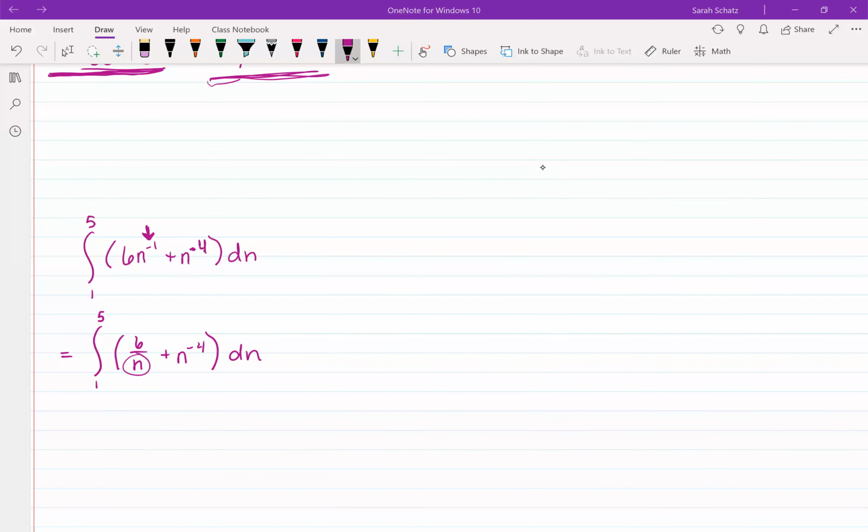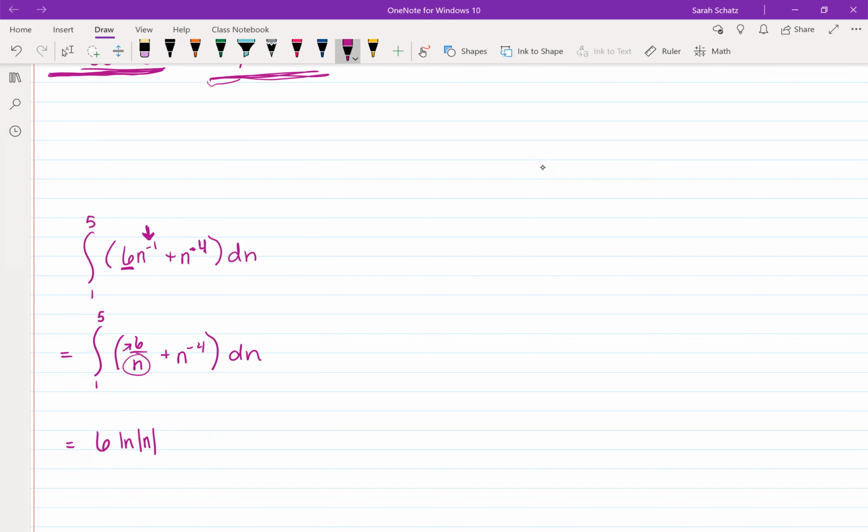So let's start integrating 6 over n. You guys, either way you look at this, whether the 6 is here next to the n term or the 6 is here on top, that's a coefficient. So you bring the 6 along, and I know that when there's just an n on the bottom or when it's n to the -1, you integrate by taking the natural log of the absolute value of the variable.